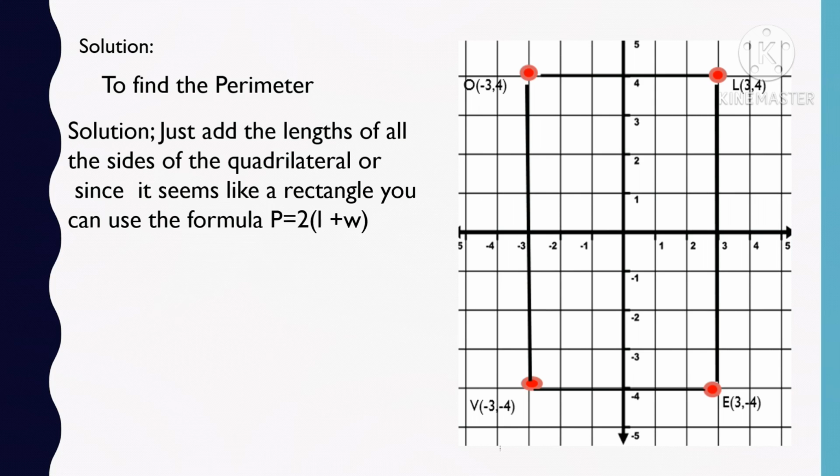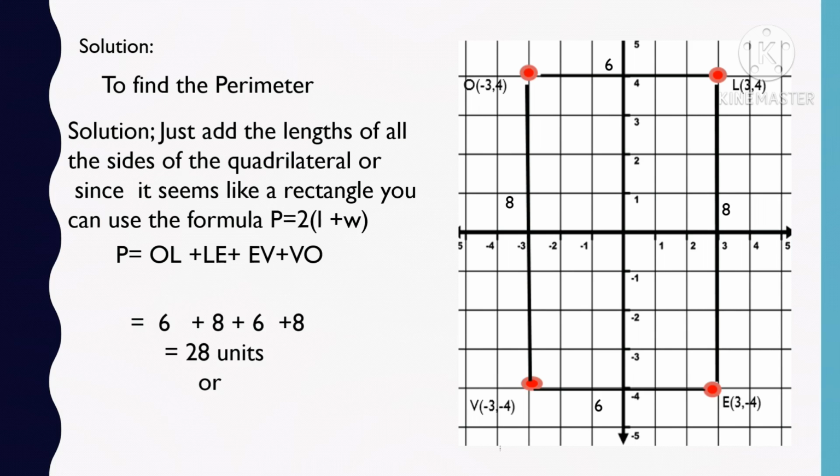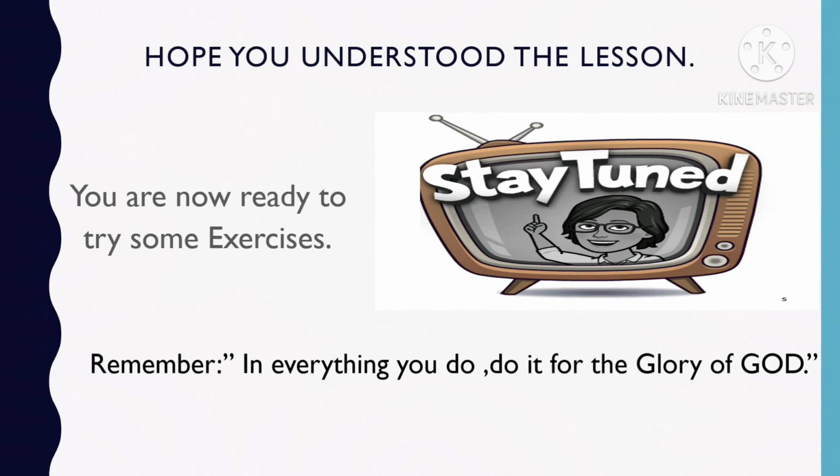L for length and W for width. So P is equal to OL plus the distance of LE plus EV plus VO. 6, 8, 6, 8. Adding all of these distance lengths, we have 28 units. Or using the formula of rectangle, we have P equals 2 times the quantity 6 plus 8, equals 2 times 14, or 28 units also. Hope you understood the lesson.